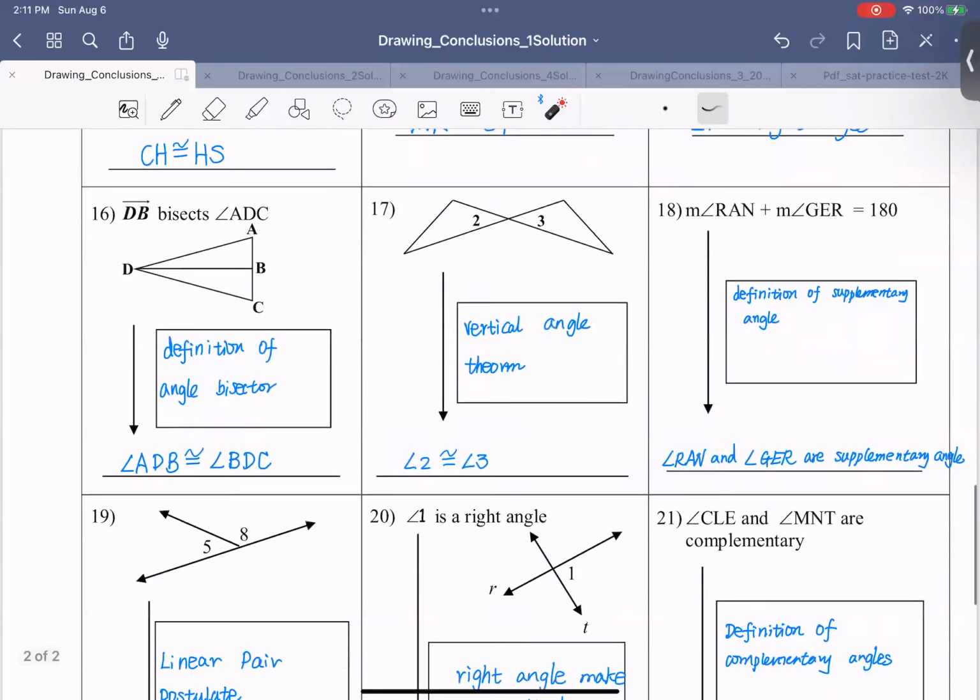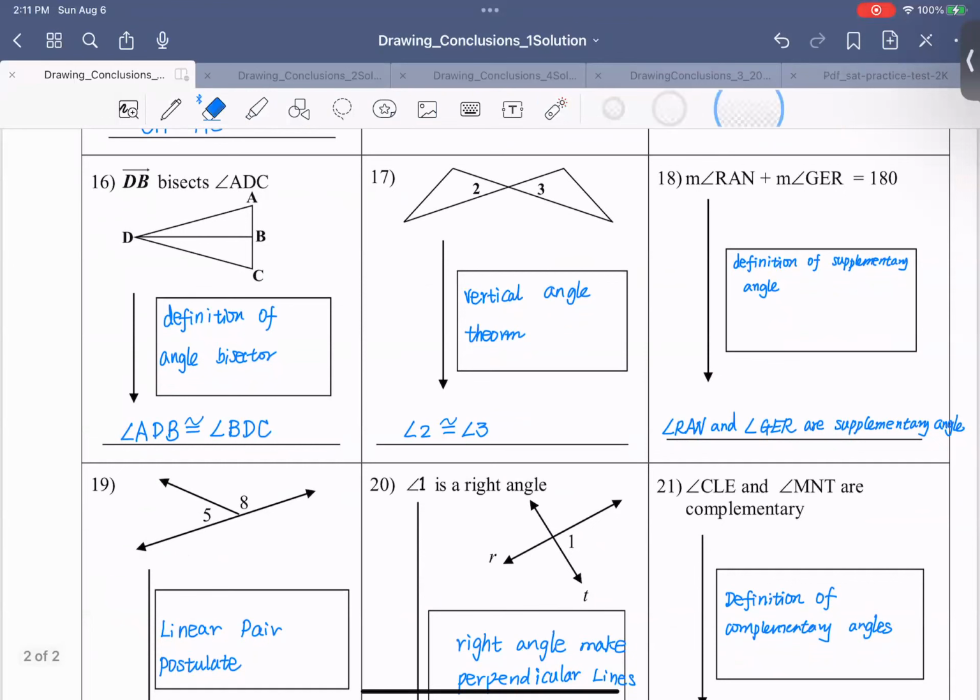Next, look at this. If I delete that, let's see here. Timothy, when you have this kind of graph, what do you want to say?